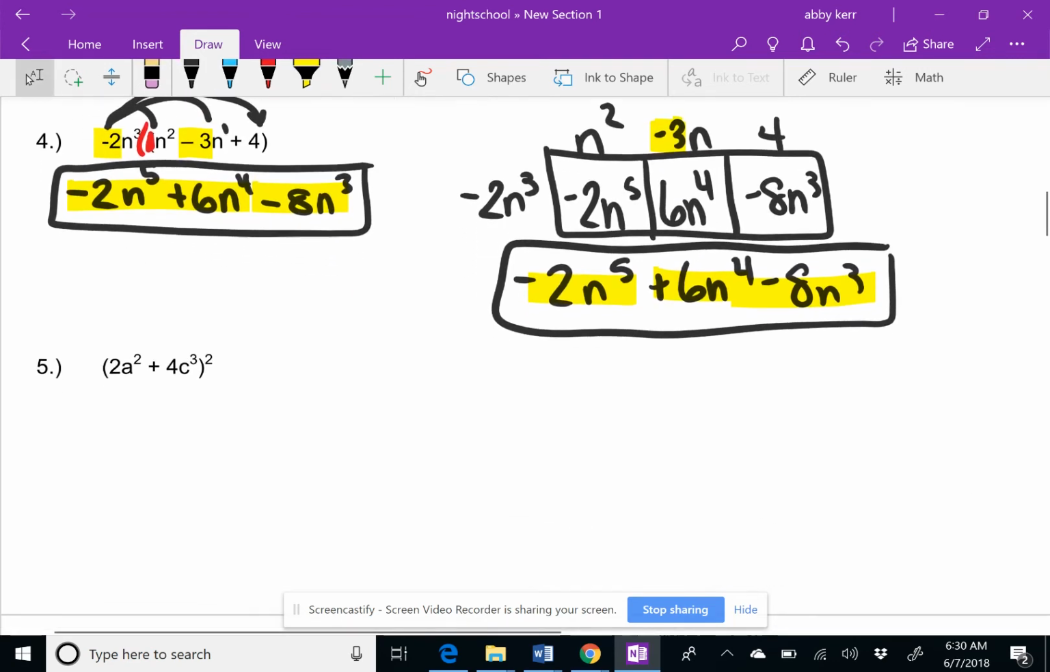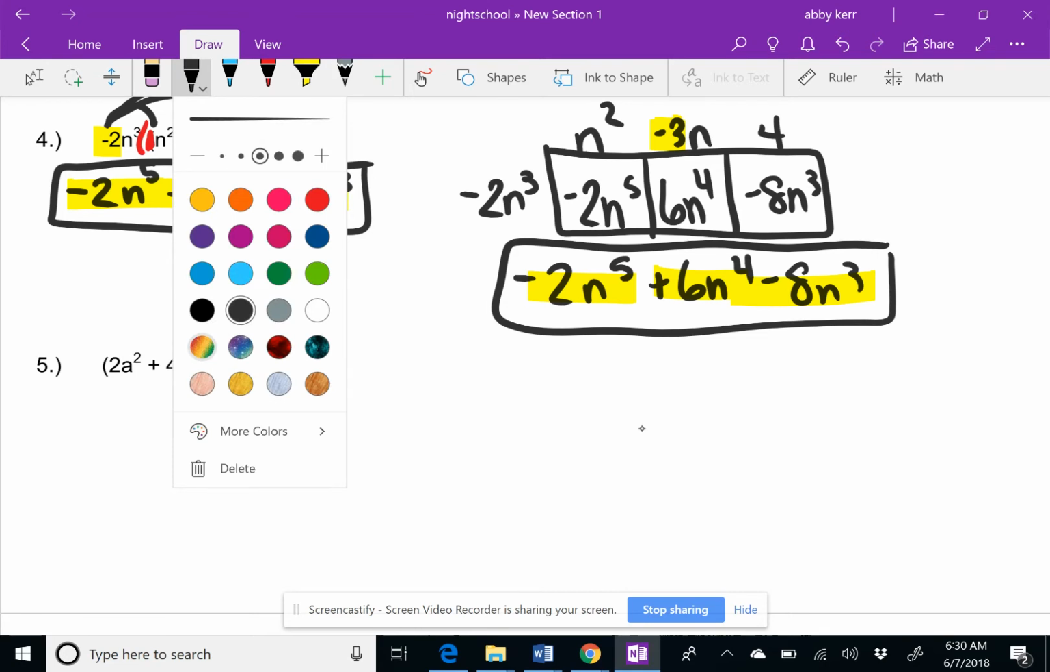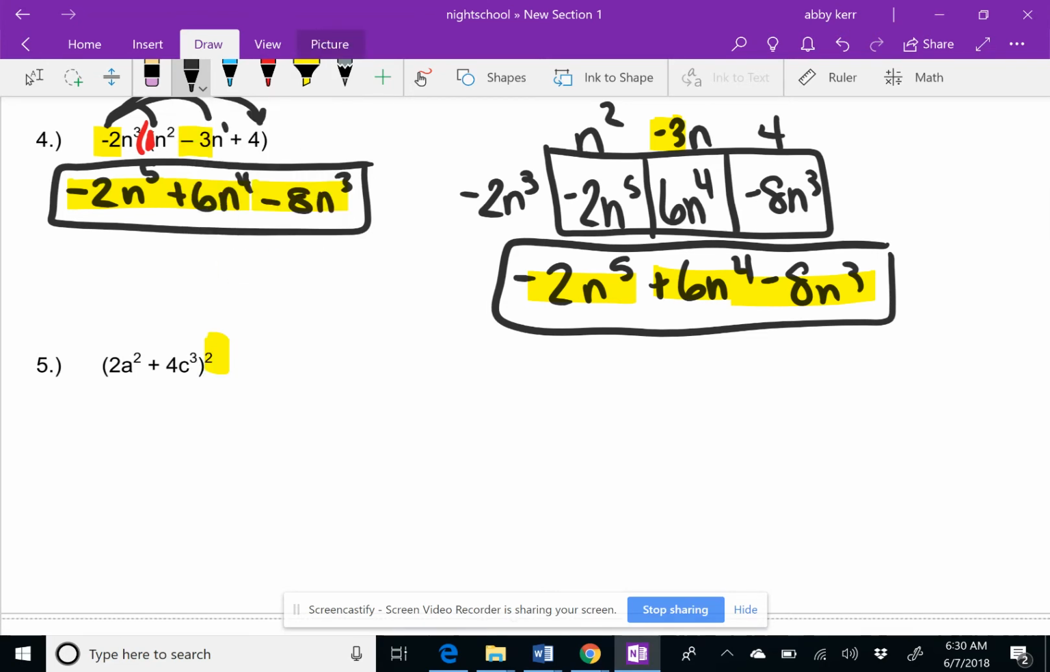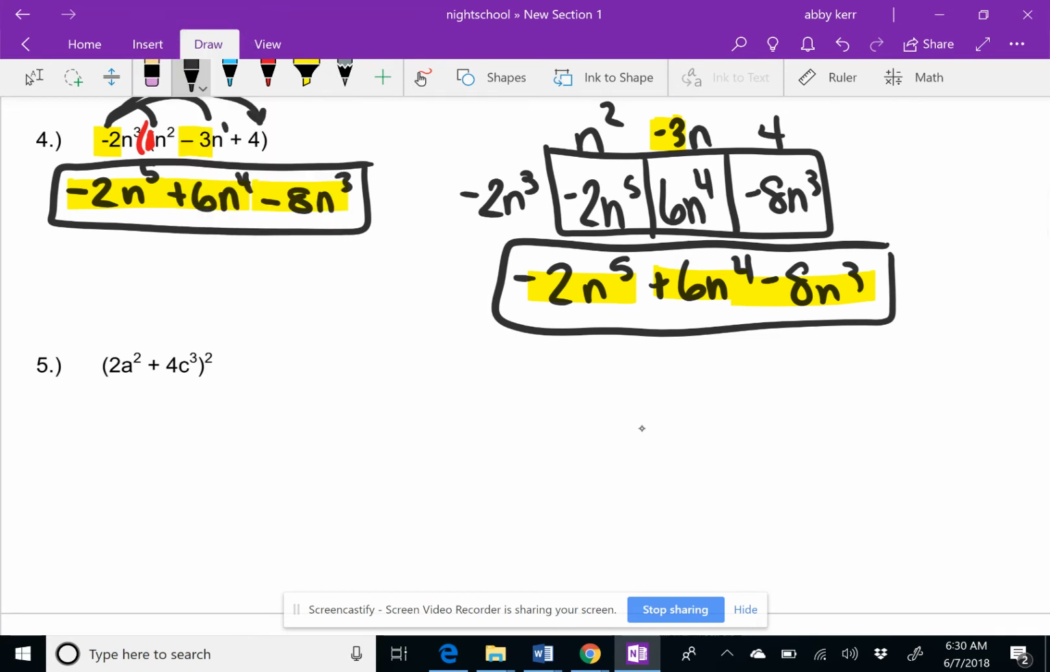All right, number 5. Number 5 trips up students because of this square. Students want to distribute the square, which is not correct. The reason why you can't distribute is because of this symbol right here, the operation symbol, adding. You cannot distribute when there's more than one term in a parenthesis. So what we do in middle school and also in ninth grade, you learned that this number right here, the square, represents how many times the base repeats.